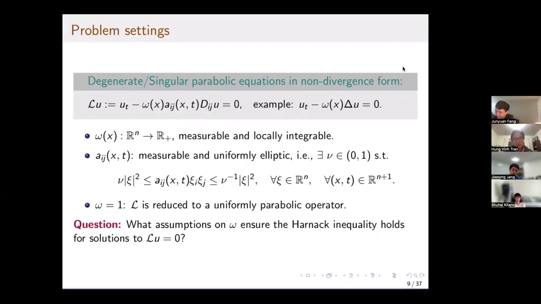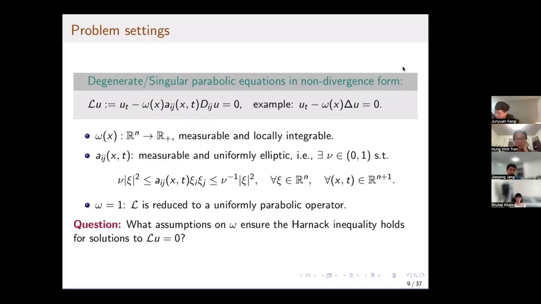And also I want to emphasize why we care about the parabolic case instead of the elliptic case. Because without this term, for the elliptic equation in non-divergent form, you can simply divide by this weight, and that's equivalent to the uniformly elliptic case. But if we consider the parabolic equation in non-divergent form and divide by omega(x) on both sides, then this term will be 1 over omega. It still becomes singular. So that means for the elliptic case, the degenerate form doesn't make sense.